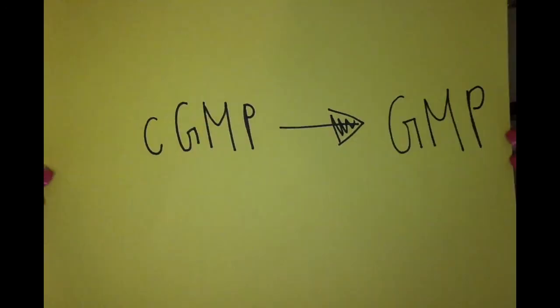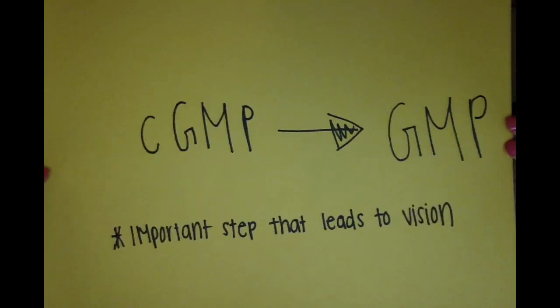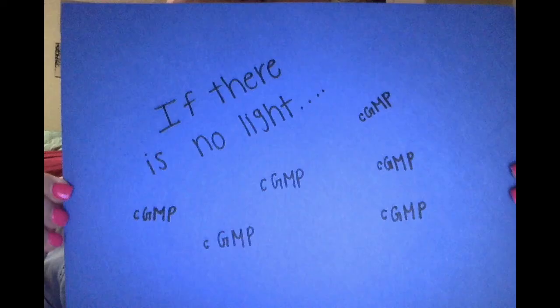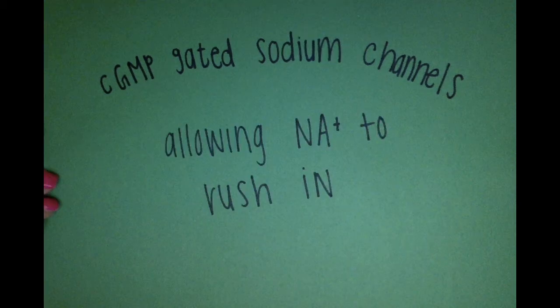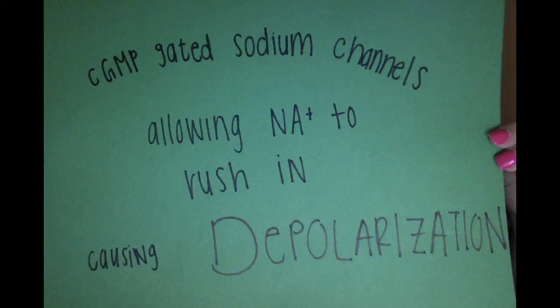Once PDE is all alone, it's going to turn cGMP into GMP, which is the important step that leads to our vision. If there is no light, then that causes there to be a lot of cGMP. That means that the cGMP-gated sodium channels are open, allowing sodium to rush in. This causes something known as depolarization.